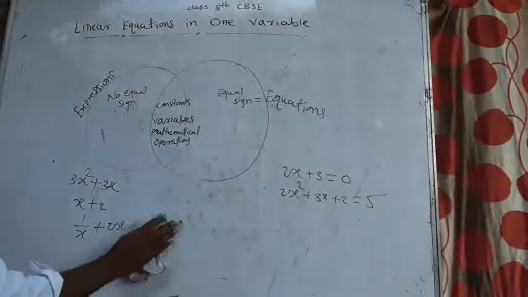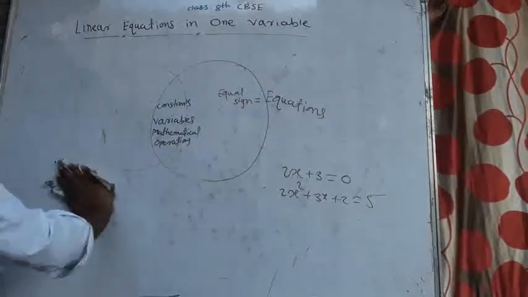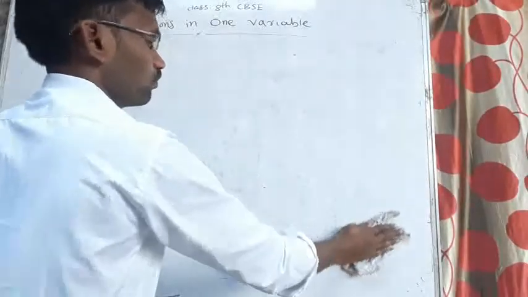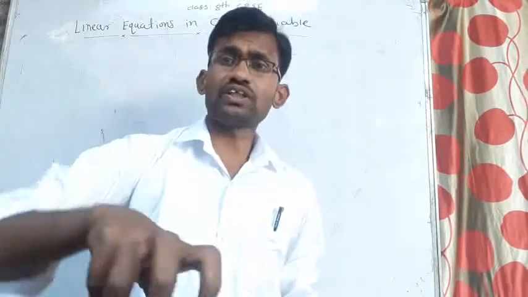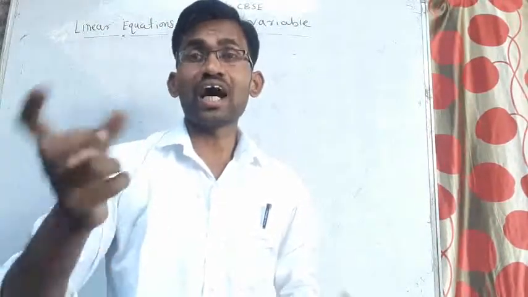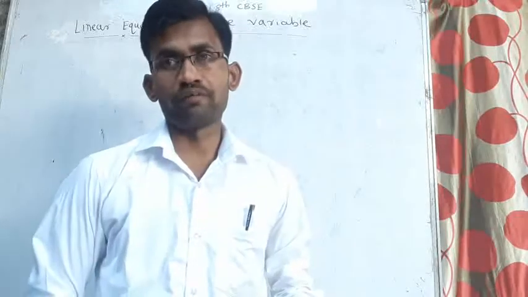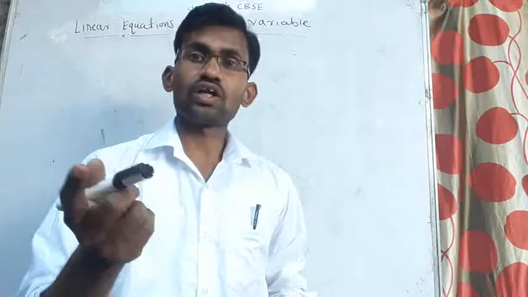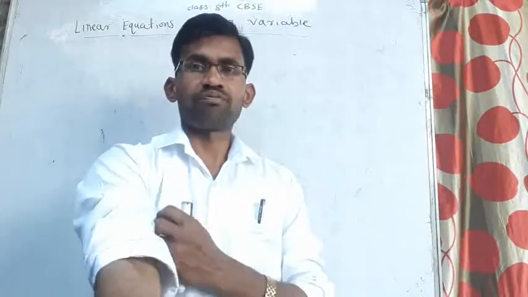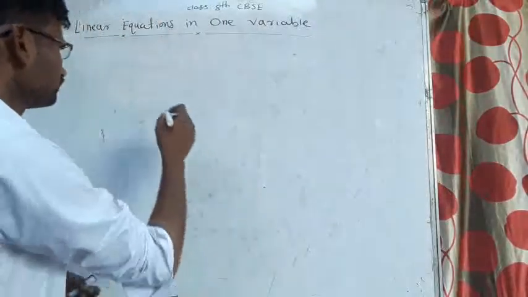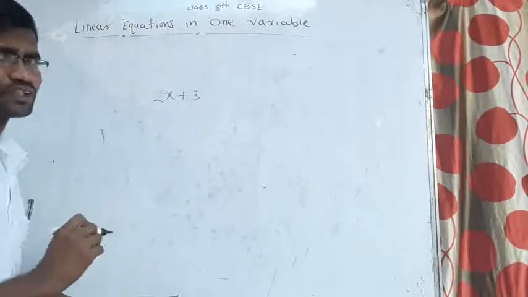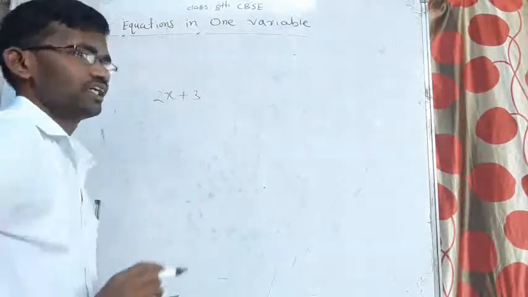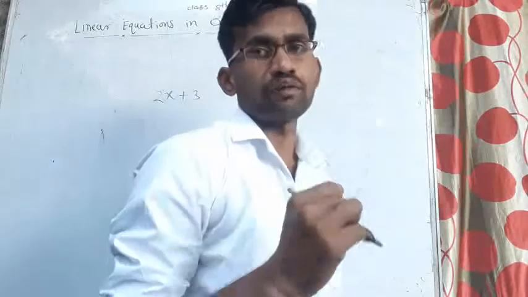Now, what is the linear expression? If the expression in which the highest power of the variable is 1, it is called a linear expression. For example, 2x plus 3. In this expression, the highest power of the variable is 1. Therefore, this is a linear expression.